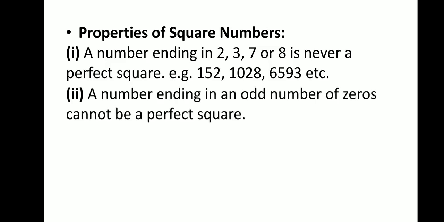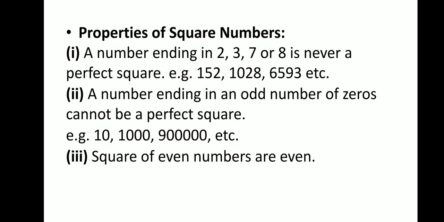Another property is a number ending in an odd number of zeros cannot be a perfect square. It means if a number has an odd number of zeros, like in the first case, the number of zeros is odd, that is equal to 1. Second case, number of zeros is 3, that is again an odd number. In third case, the number of zeros is 5, that is again an odd number. So we will say that a number ending in an odd number of zeros cannot be a perfect square.